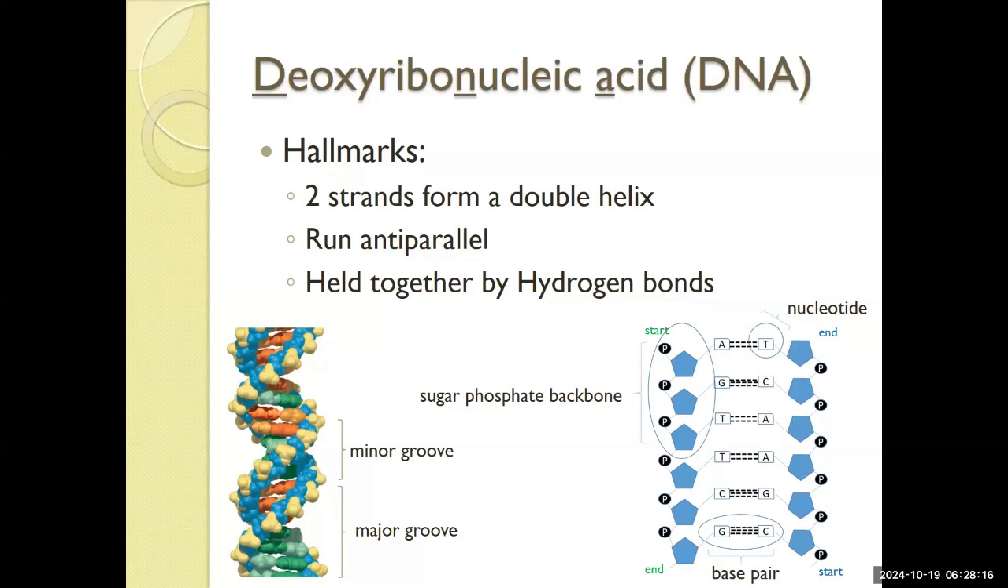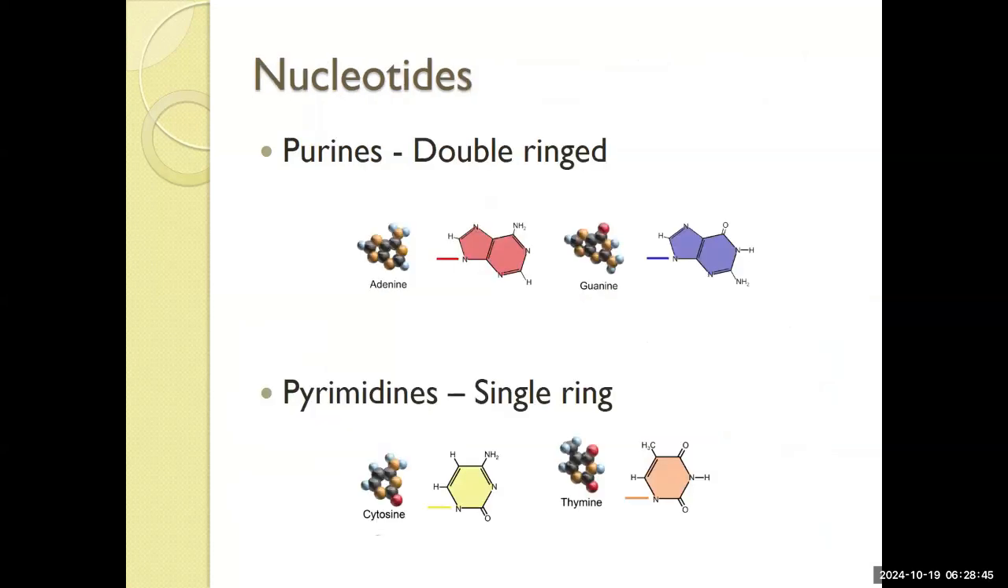So now that we knew DNA was the genetic material, we can examine it more for its structure and utility. Know the hallmarks of DNA, which stands for deoxyribonucleic acid. The DNA molecule consists of two polynucleotide strands that spiral twisted around each other. We call this a double helix. These two strands are anti-parallel, meaning they run in opposite directions, and they are held together by hydrogen bonds. The nucleotides come in two forms, purines and pyrimidines. The purines are double-ringed, and the pyrimidines are single-ringed.